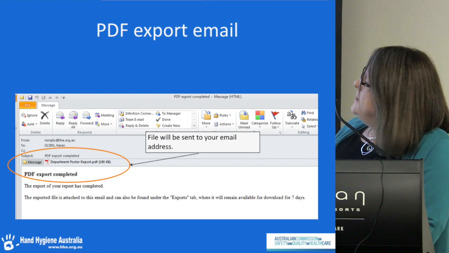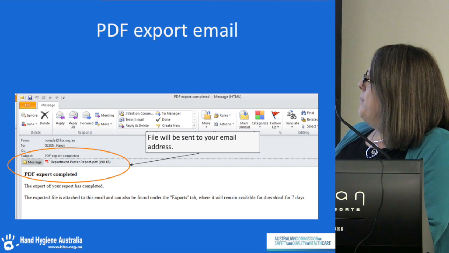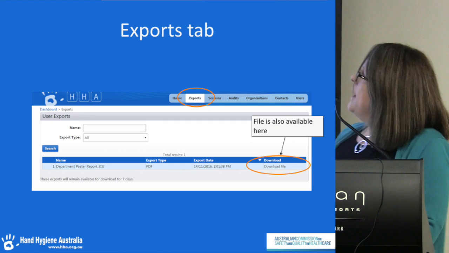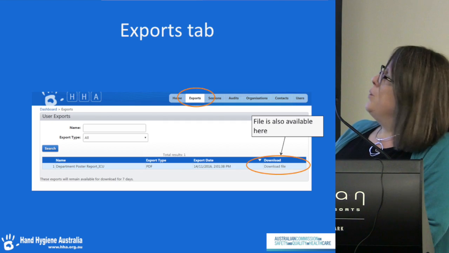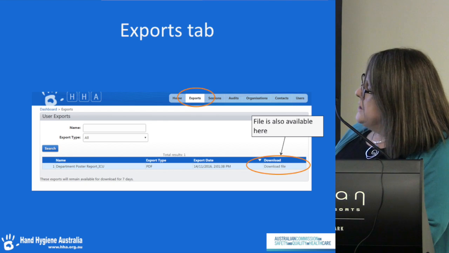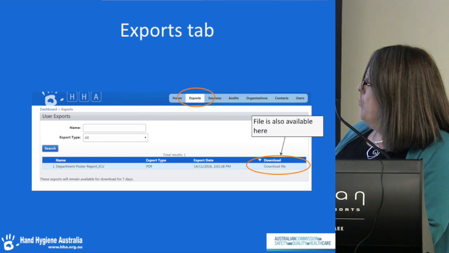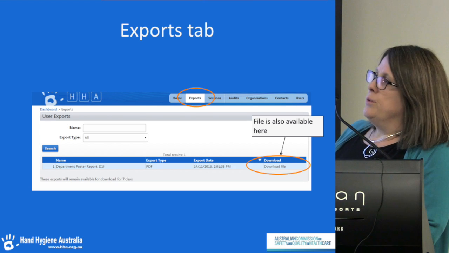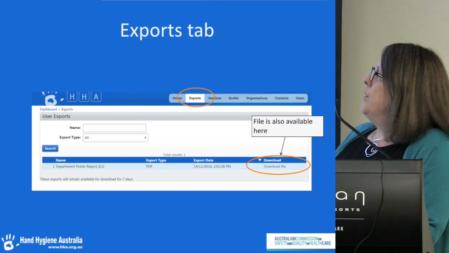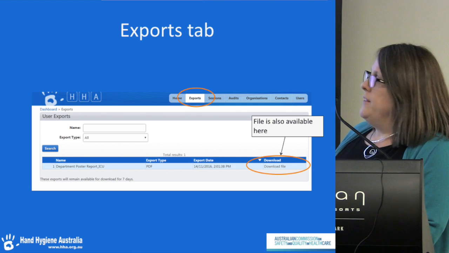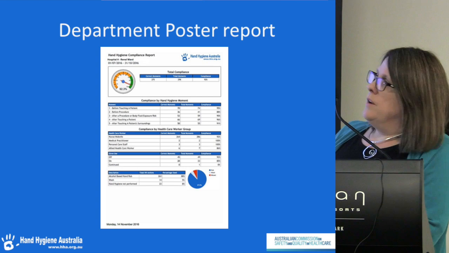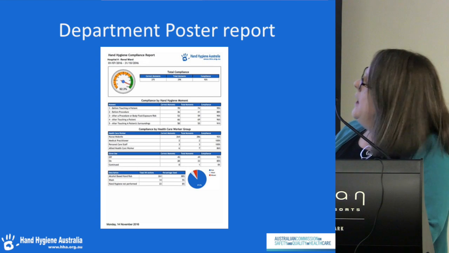The file will be sent to your email address as a PDF. You can open it directly from the email. And you can also access that file from the new Exports tab, which you'll see across the top. So when you click onto that, you'll see a list of the downloads that you have run, and they're available for 7 days before they disappear. So you can go back, click on that again and print that poster off again if that's what you need to do.